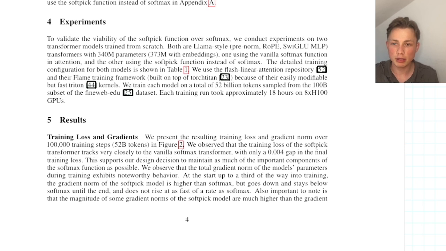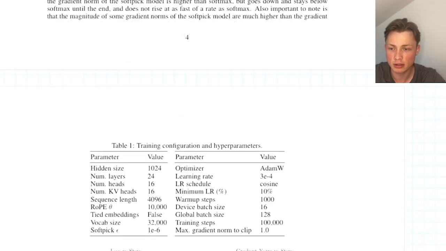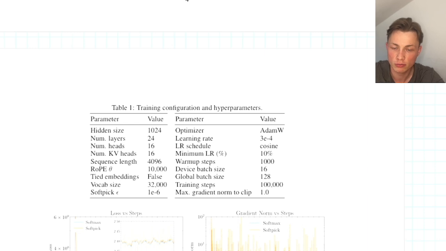To sum it up, let's have a small view on the experiment and result part. First of all, they trained a Llama-style transformer with 340 million parameters, and they used 52 billion tokens. If you want to see more about the training configuration or hyperparameters, you can see it in this table here.